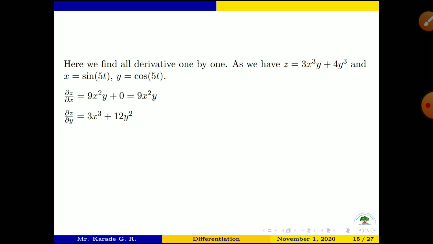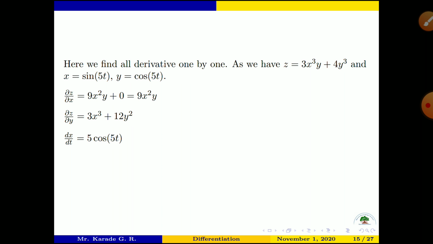Now find the partial derivative of z with respect to y. While finding the derivative of z with respect to y, let us treat x as constant and find the derivative. So the derivative is 3x³ + 12y².